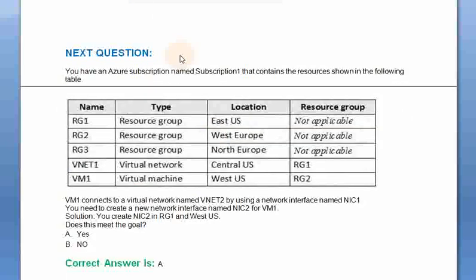You have an Azure subscription named Subscription 1 that contains the resources in the following table. Have a careful look at this table. VM1 connects to a virtual network named VNet2 by using a network interface named NIC1. You need to create a new network interface named NIC2 for VM1. Solution: you create NIC2 in RG1 and West US. Does this meet the goal?